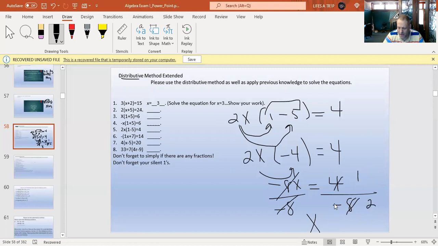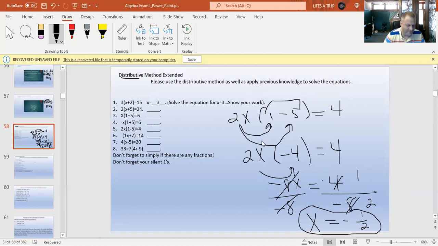We can simplify this into 1/2. And also don't forget your signs. Negative into positive is a negative. So x equals negative 1/2.